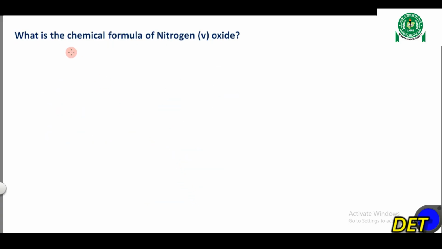And then let's look at the last example that we have here. The last example is, what is the chemical formula of nitrogen 5 oxide? Right? So the first thing that we've always done is to write out the elements. So when you hear the word nitrogen 5 oxide, what comes to your mind? There is nitrogen and also there is oxygen, right?